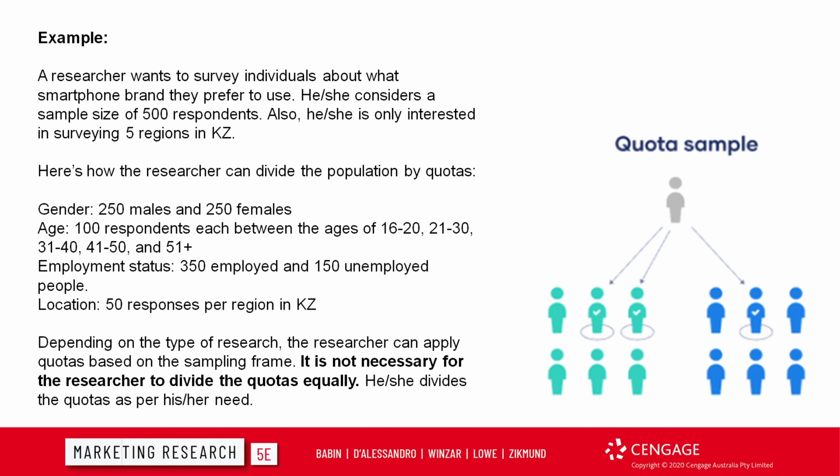Depending on the type of research, the researcher can apply quotas based on the sampling frame. It's not necessary for the researcher to divide the quotas equally because this is not probability sampling, and depending on the purposes and some criteria of the researcher, he can decide himself what proportions to take from each region he is observing, let's say. It all depends on his or her need, whom to include and how to include, and so on.